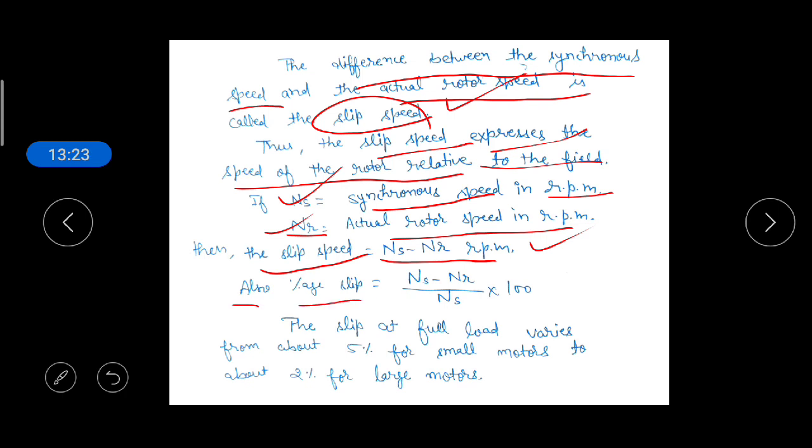Also, if we want to express this slip in terms of percentage, which is almost always how it is mentioned, then the percentage slip is given by (Ns minus Nr) upon Ns into 100. The slip at full load is about 5% for small motors and about 2% for large induction motors.